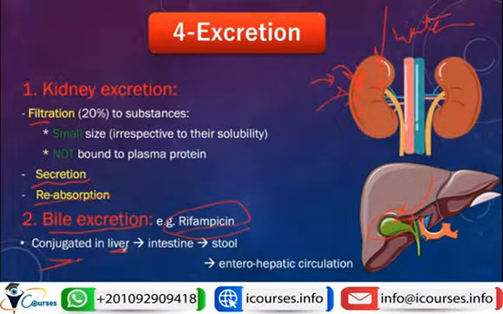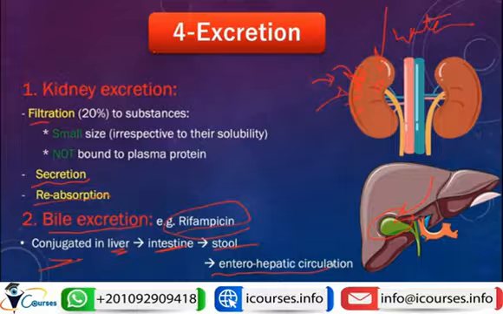Then it will pass from the liver to the intestine, and from the intestine to the stool. However, some parts of the rifampicin will be returned back in order to be reconjugated and resecreted. So this is called the enterohepatic circulation.